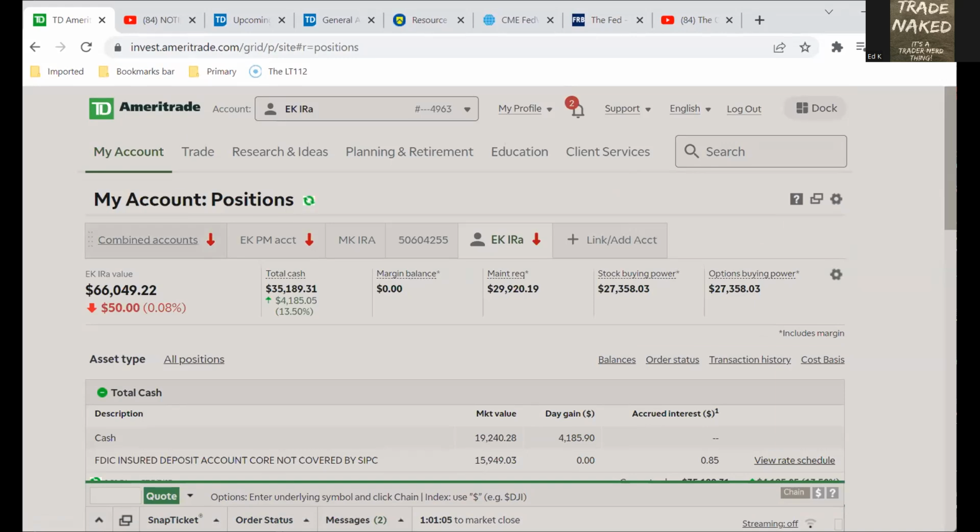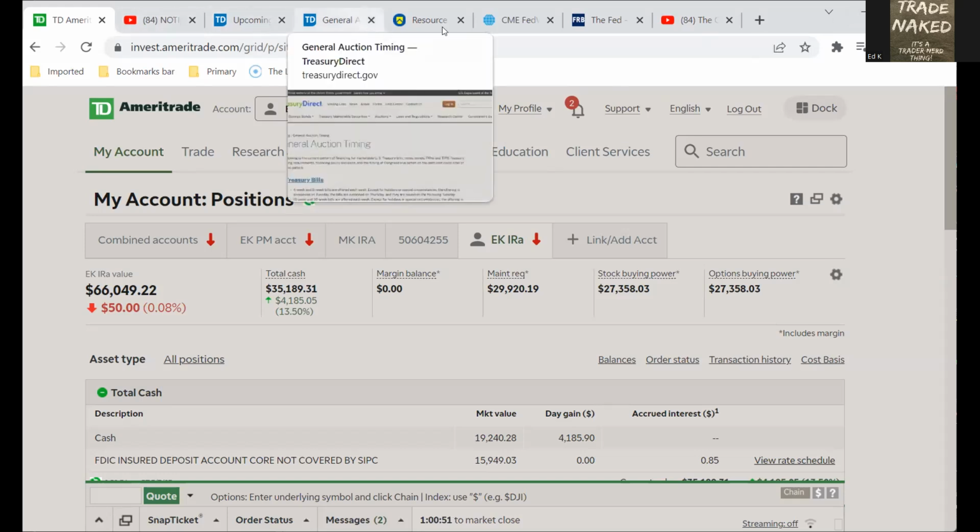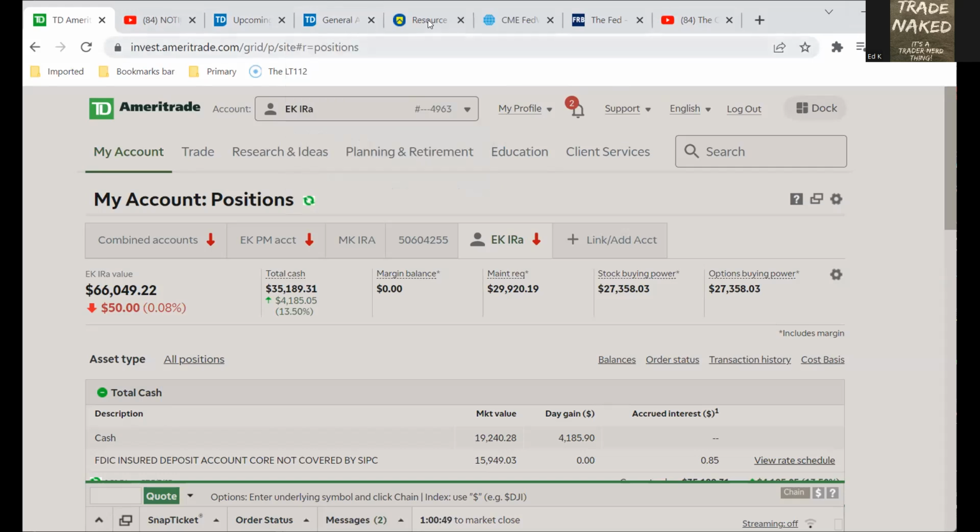But I do have a 112 position on that Bobby had mentioned before. I do plan on adding another 112 position today, as well as a T-bill purchase. I'll get into that in a minute. I'm going to go ahead and jump into the rest of the class now.